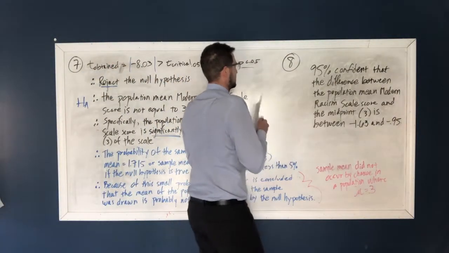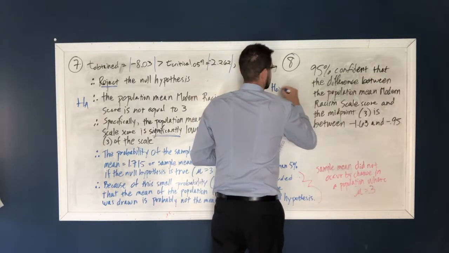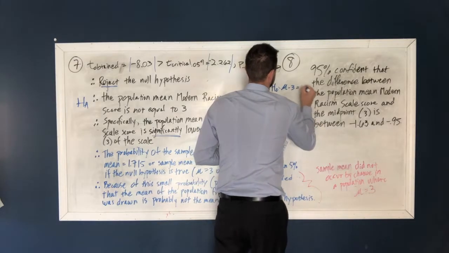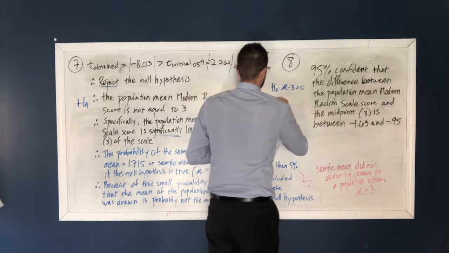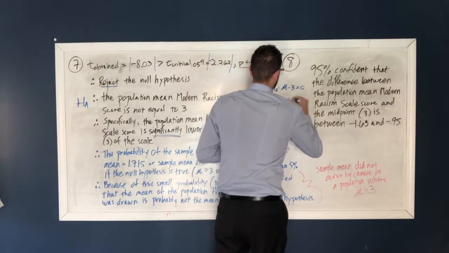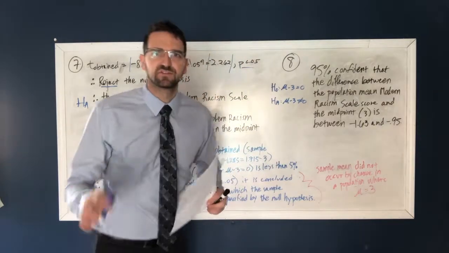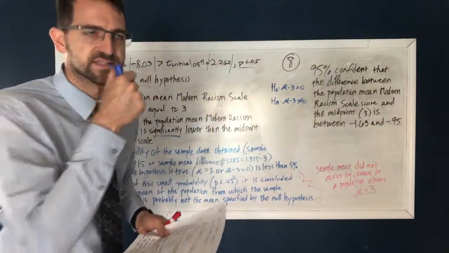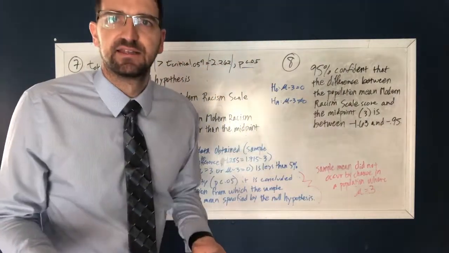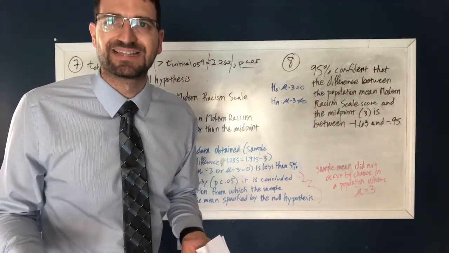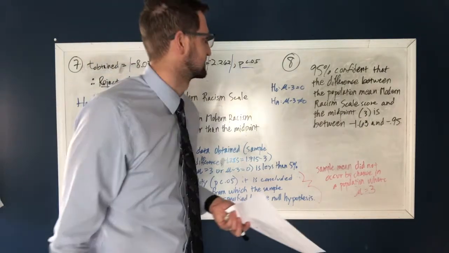So remember the null would be mu minus 3 equals 0, okay? And the alternative would be mu minus 3 does not equal 0. So the thing you have to ask yourself if you're doing it using this difference method is, is 0 a possibility? Because 0 isn't a possibility, you're going to reject the null hypothesis.